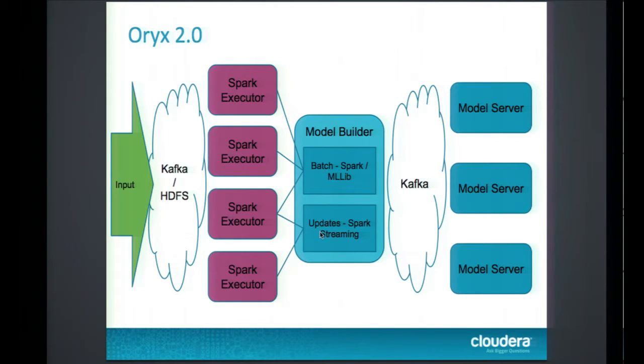Finally, when we have these changes to the model, we push them out through Kafka, and these go to all the model servers, which can be scaled independently of the daemons that are actually in charge of handling updates and training our models.